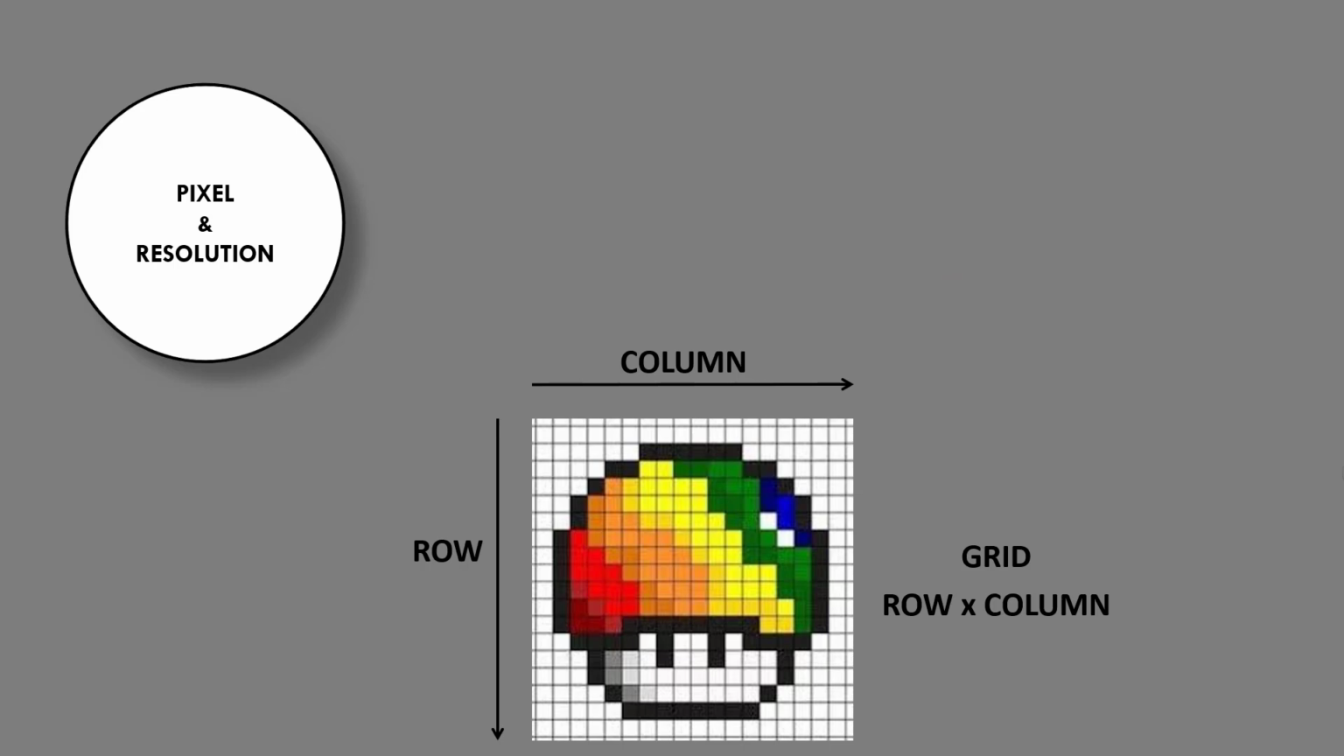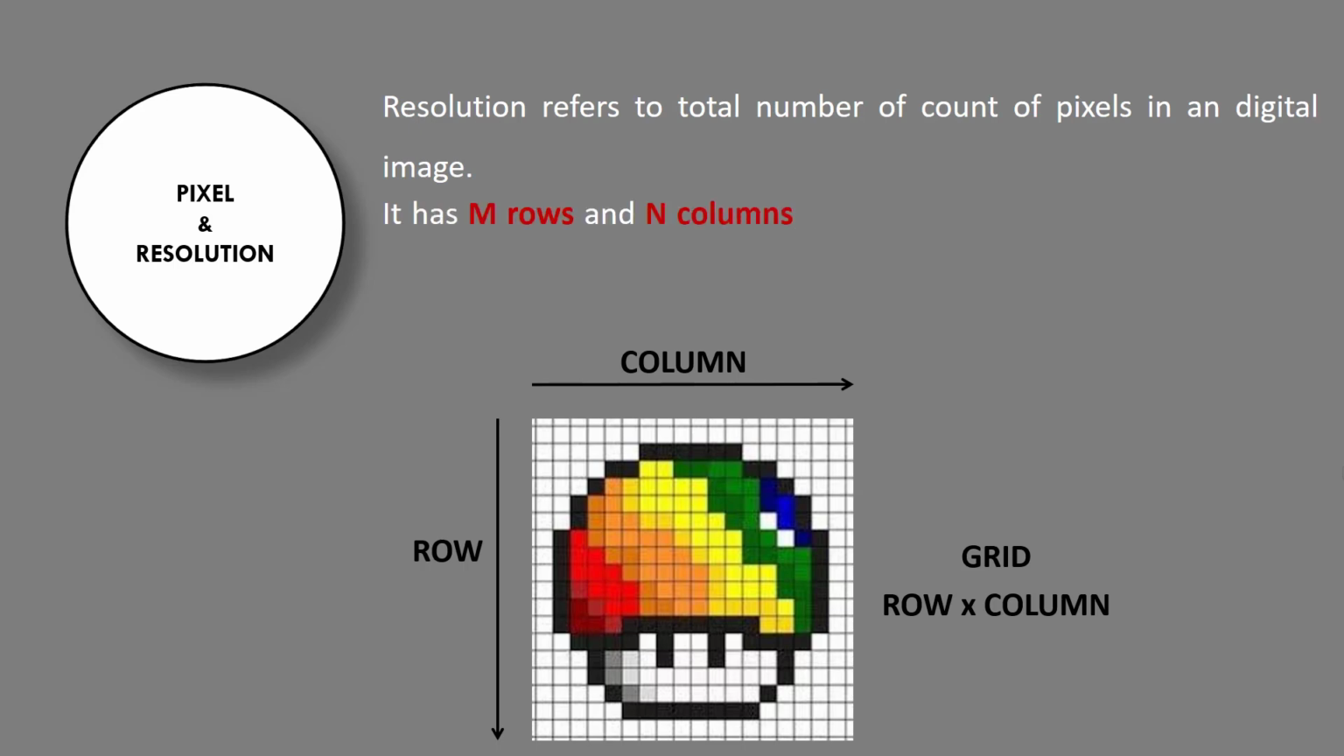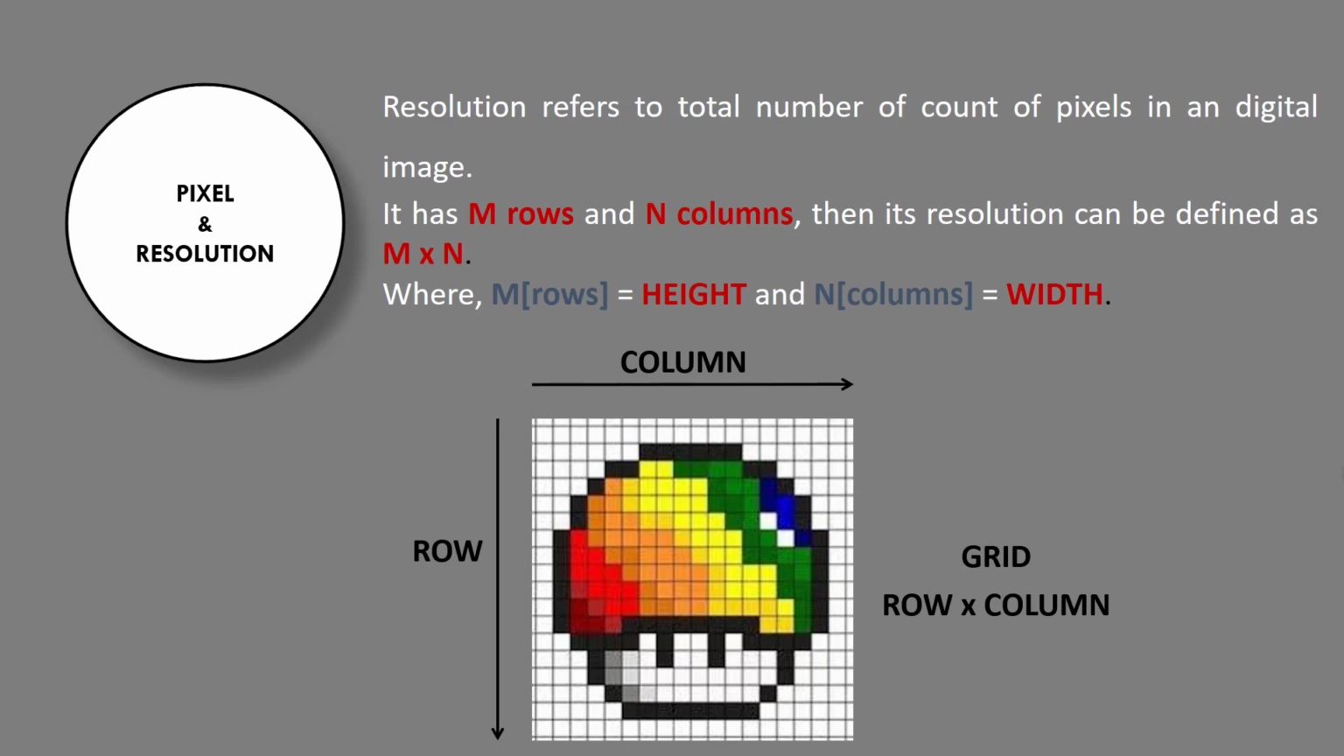Now let us see what is a resolution. Resolution refers to the total count of pixels in a digital image. If it has m rows and n columns, then its resolution can be defined as m into n. It is so simple, where m is the rows, which is equal to height, and n is the columns, which is equal to width. Here you can see the rows are denoted by m, whereas the columns are denoted by n. So let us take an example.